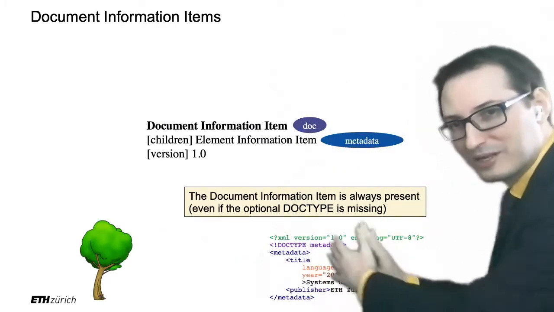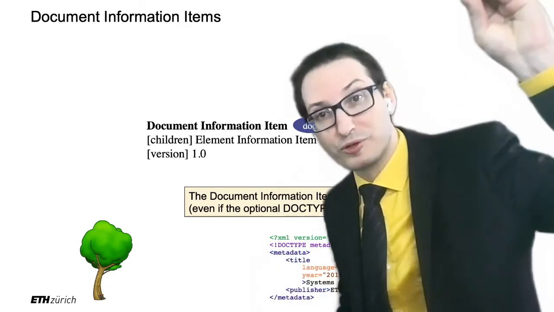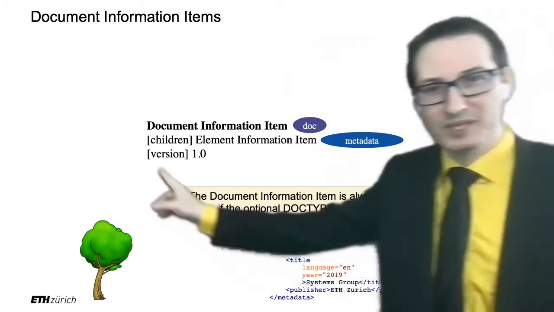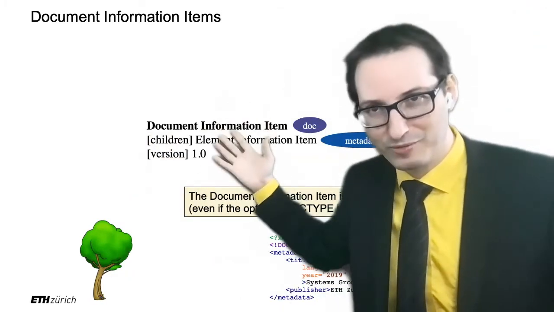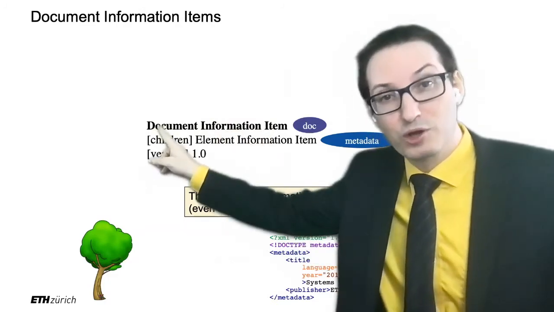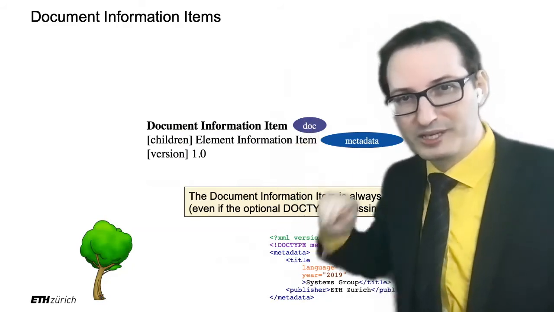So I will keep displaying that document right there. Let's start with the root of the tree. The root of the tree is called the document information item. Well, everything is called an information item, right? But here it's the document information item. I'll just put it in purple, writing doc inside.